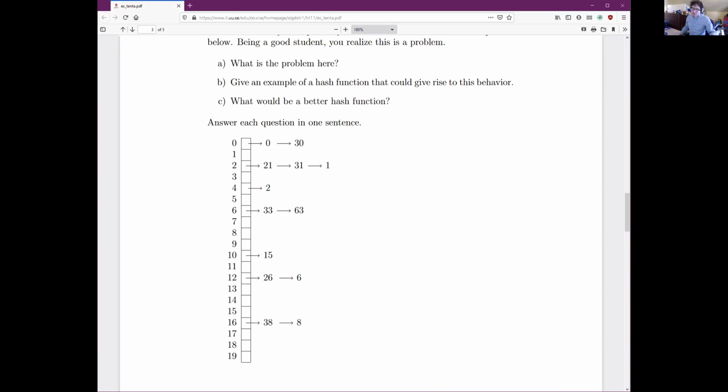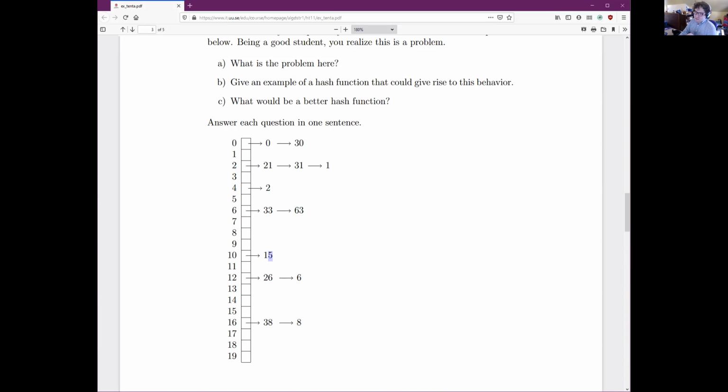And Patrick, that is correct. It is the last digit times 2. If you notice, anything ending with a 0 ended up in index 0, anything ending with a 1 ended up in index 2, anything ending with a 2 ended in index 4, and 3's ended in index 6. That is a hash function that could have caused this.